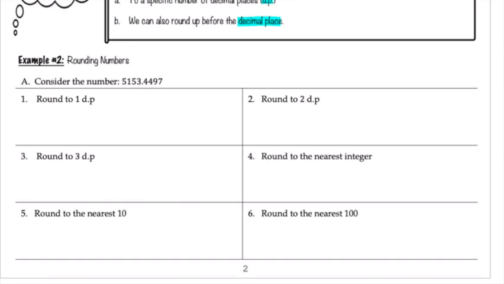So let's look at our example rounding numbers. Consider the number that has been given. Round this number to 1 dp, 2 dp, and we're going to start rounding. So to one decimal place, we have the number 5,153 point. Now we do want one decimal place value, so here we would end at 4. Two decimal places, so we would have 5,153, but this time we want two decimal places, so we have 0.45. Why 5?